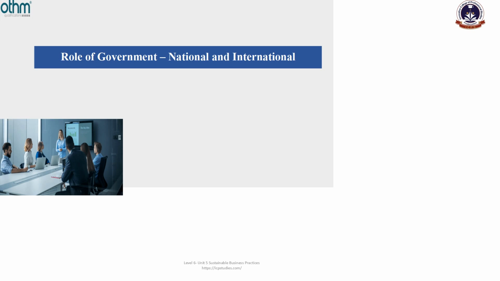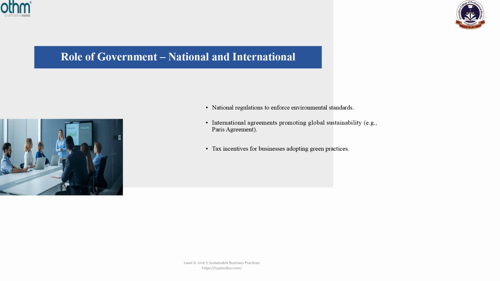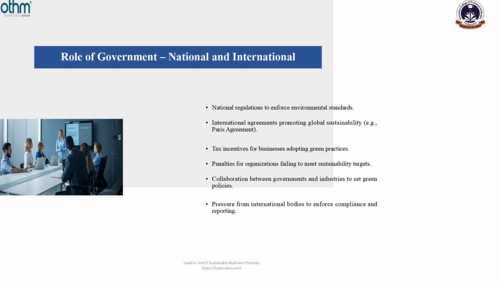Now we have the role of government, that is national and international. If we talk about national, then national regulations are there to enforce environmental standards, and international agreements are also there to promote global sustainability, for example, the Paris Agreement. Tax incentives are always there for businesses that are adopting green practices. There are also penalties for organizations that fail to meet sustainability targets, and there is collaboration between the government and industries to set green policies. The pressure from international bodies to enforce compliance and reporting is also present.